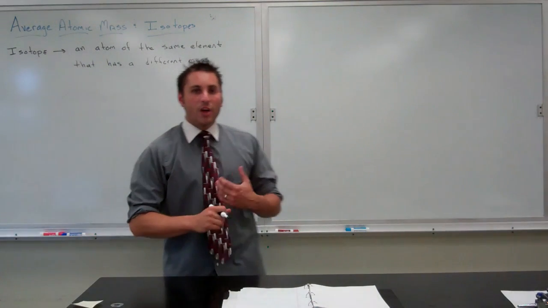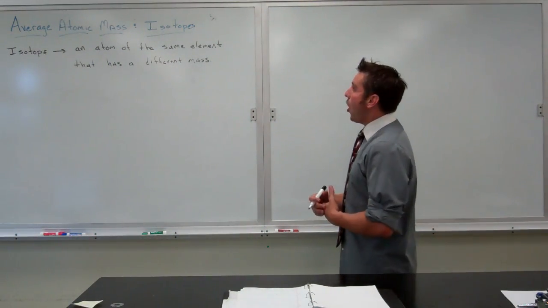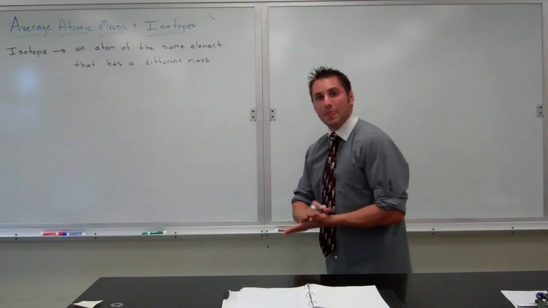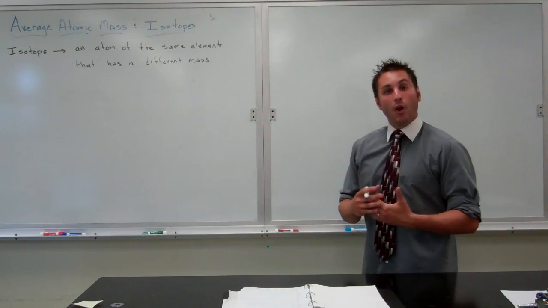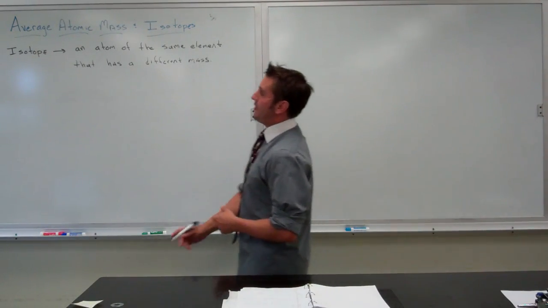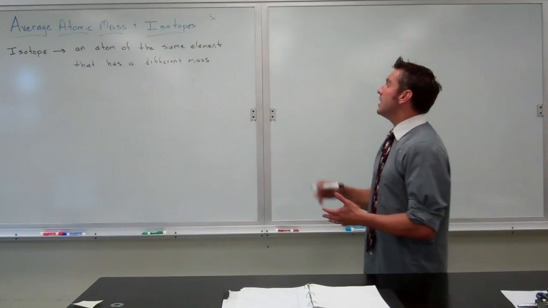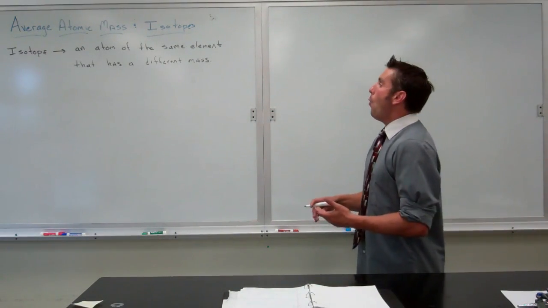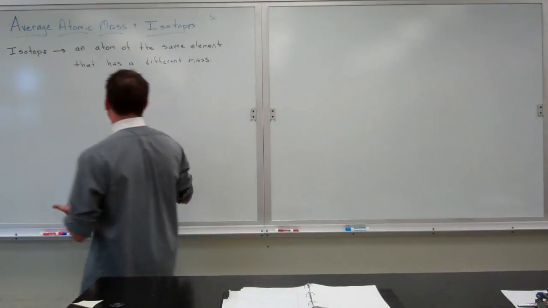Every element on the periodic table has isotopes. The decimal number that you see on the table is not the mass of every single atom of that element on the entire planet. They call it the average atomic mass because certain atoms have different masses. Where does this difference in mass come from? It has to do with the number of neutrons they possess.